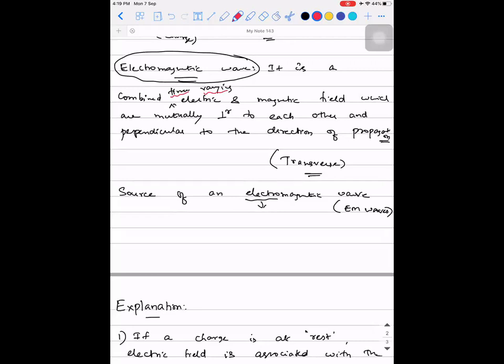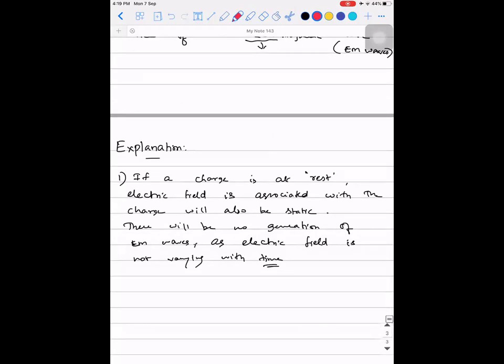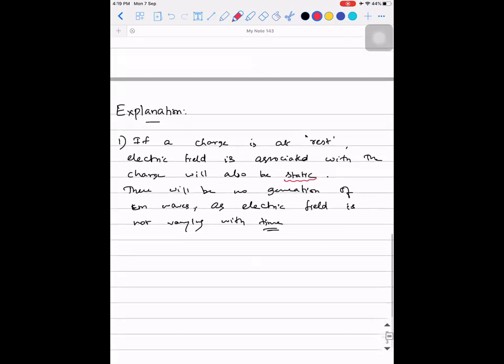Since we are using the word time varying, what is that you're able to understand? Since here we use the word static, there is no possibility of electric field to change with respect to time because it is going to have a constant value with respect to time. So I hope the first point is clear.